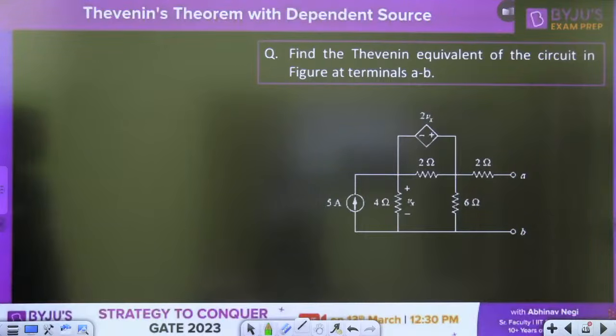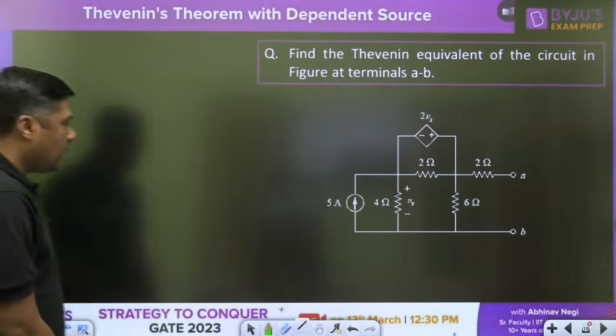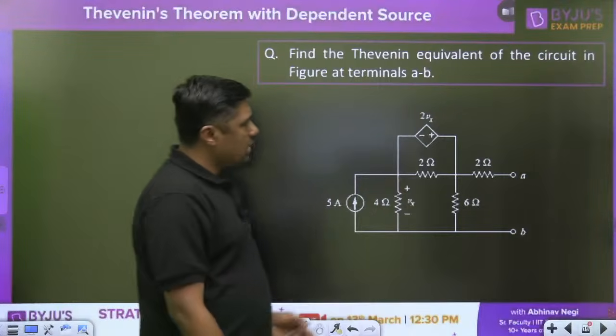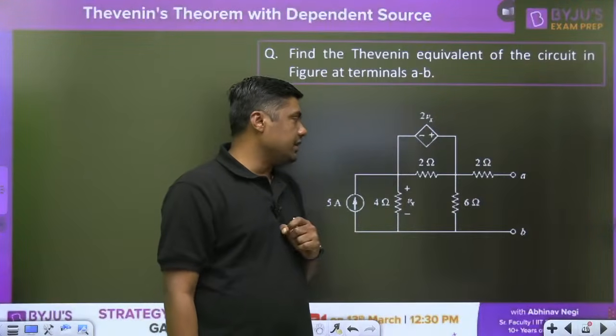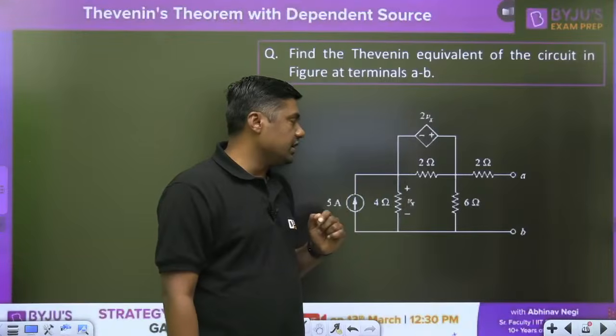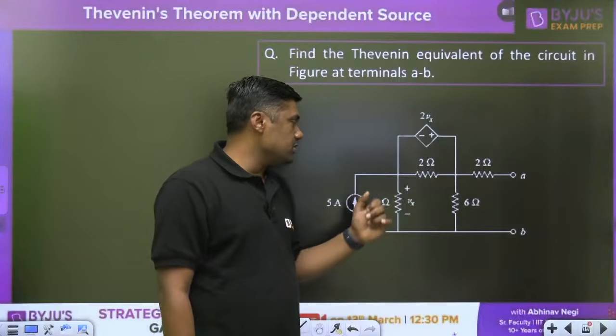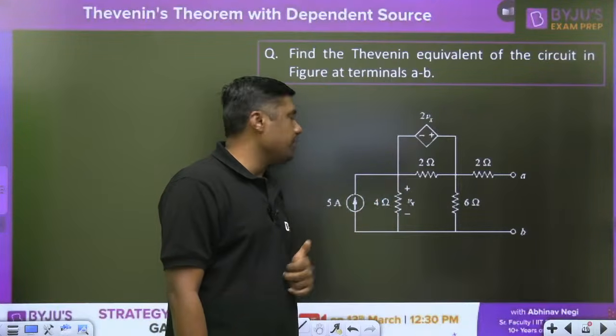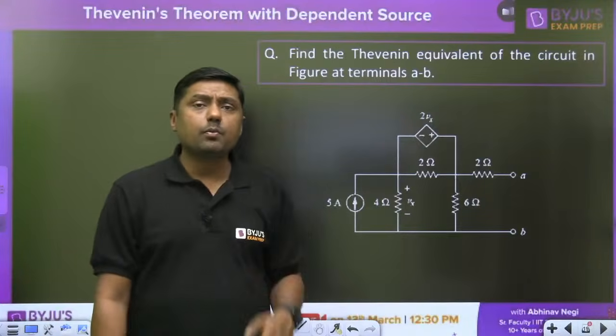Find the Thevenin's equivalent of the circuit in the figure at terminal AB. I am choosing this question because one battery is connected here, a 2 ohm resistor is connected here, 6 ohm is connected here, 2 ohm is connected here, Vx is connected here, 5 ampere is connected here. Which type of question?